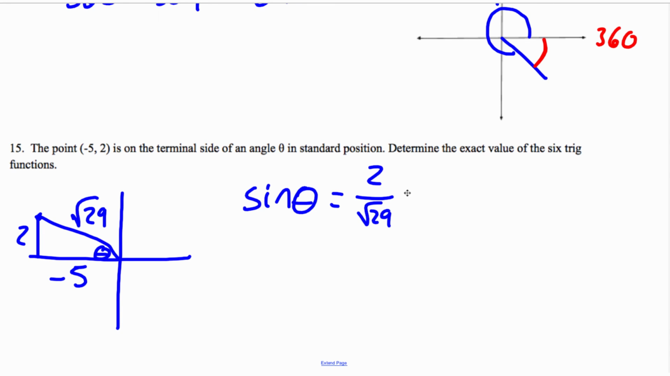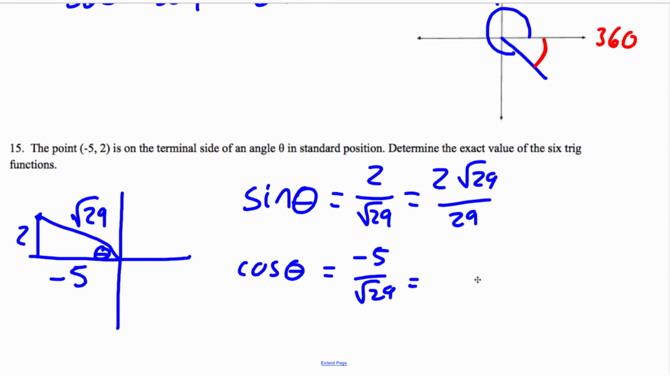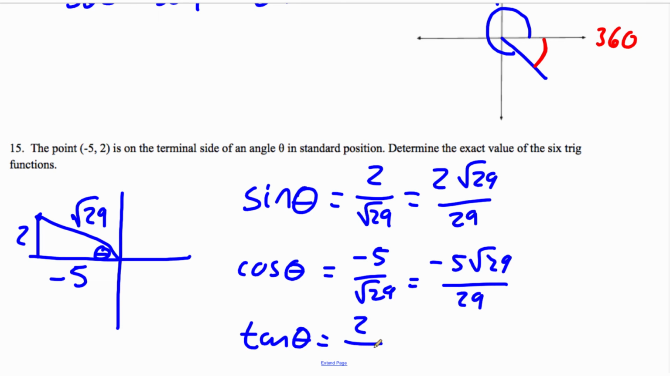So if we're going to do the sine of theta, that is the opposite side over the hypotenuse, and we'll have to rationalize this, so we end up getting 2 root 29 over 29. For the cosine, that's going to be the adjacent side over the hypotenuse, so -5 over root 29, and rationalize that to get -5 root 29 over 29. And then for the tangent of theta, we go opposite side over adjacent side to get -2/5.